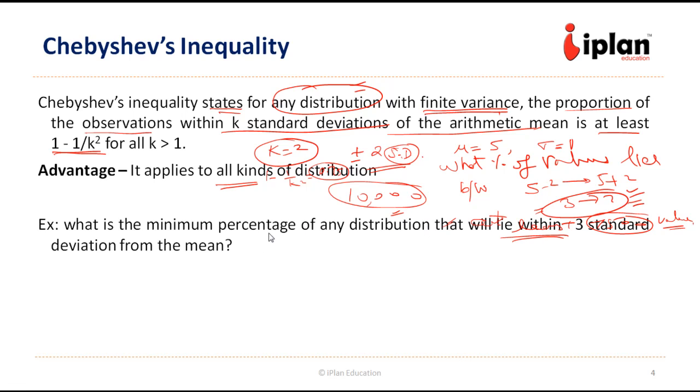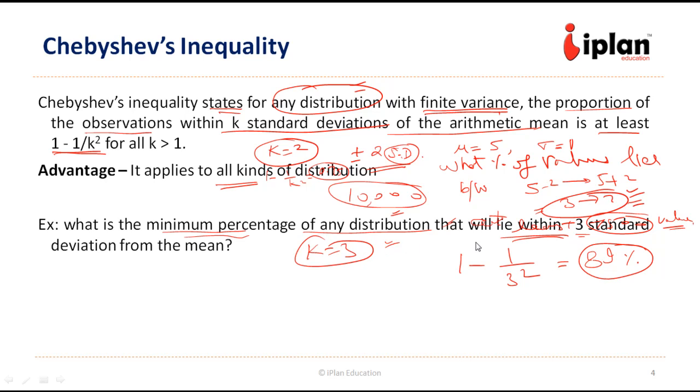Let us take one more example. What is the minimum percentage of any distribution that will lie within 3 standard deviations from the mean? So we can just put the value of k as 3. It will be 1 minus 1 upon 3 square, that is 1 minus 1 upon 9. So it becomes roughly 89%. So about 89% of the values are within plus minus 3 standard deviations, at least 89%. If we know the distribution, we can tell more precisely.